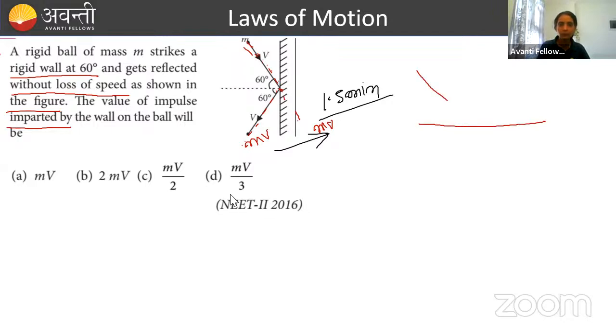Let me draw the wall like this. What is happening? The ball is coming like this. So in this direction the ball is coming, and what will happen when the ball hits the wall? It will feel the force from the wall. That is, a collision will happen between the ball and the wall, and during this collision, force will get applied between these two bodies. Now see how the force will act. How will the wall apply force on the ball? In this direction it will apply force, right?